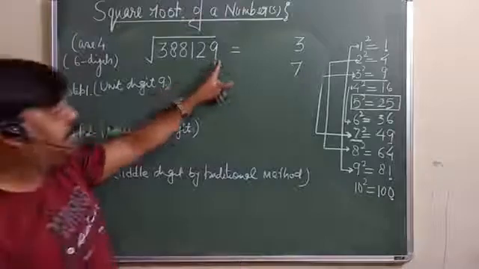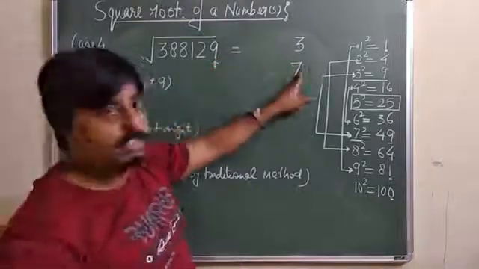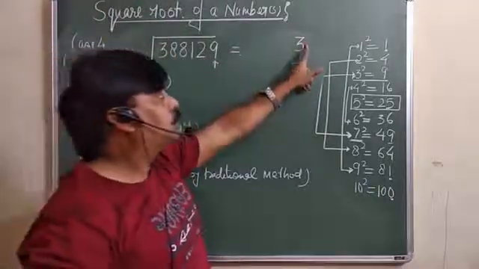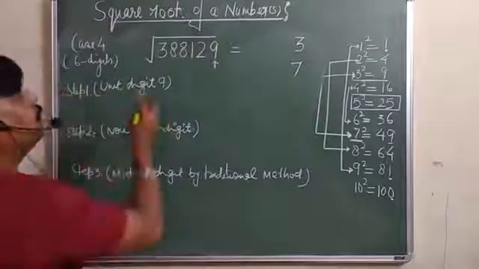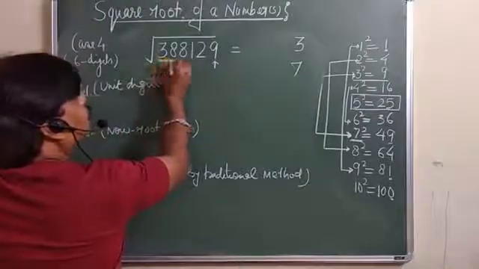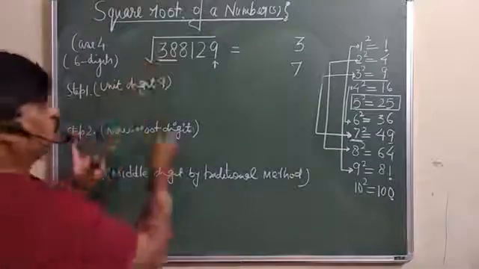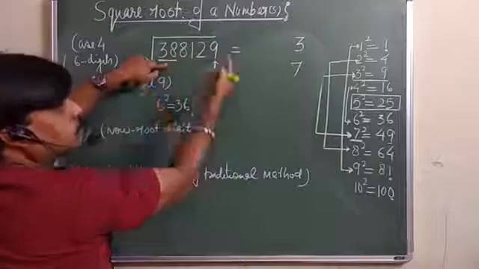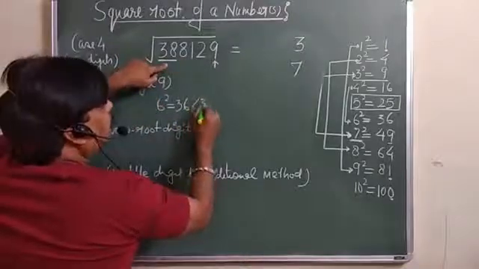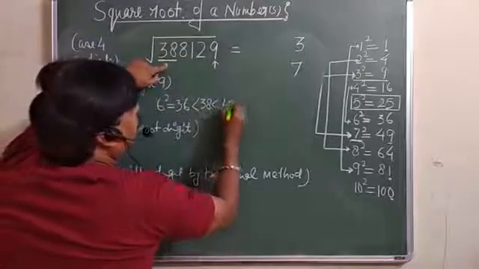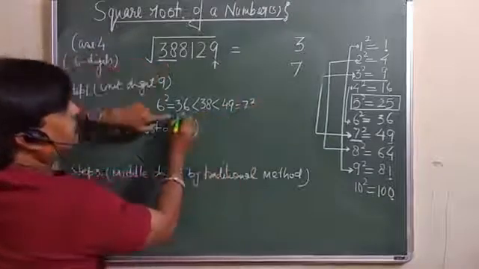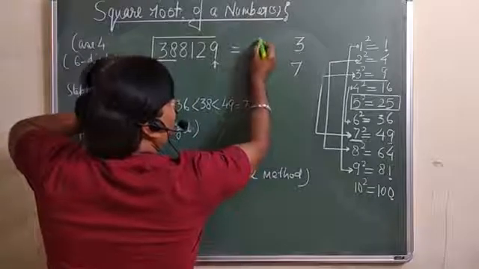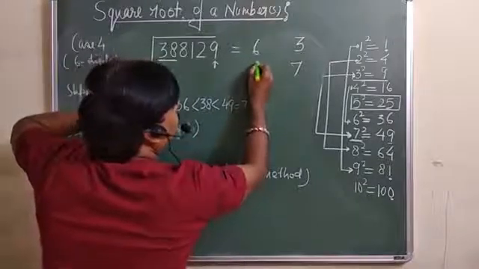पहले unit digit को देखिए, 9 किसके स्क्वायर में आ रहा है? 3 और 7. It means whatever will be the square root of this number, उसकी unit place पर या तो 3 होगा या 7 होगा. Now see the first 2 digit. First 2 digit is here, 38. So the square, 6 square is 36. That is less than this one. 7 square you will do, 49 is greater than 38. So we will take the smaller value.